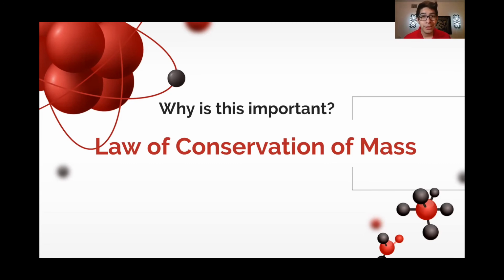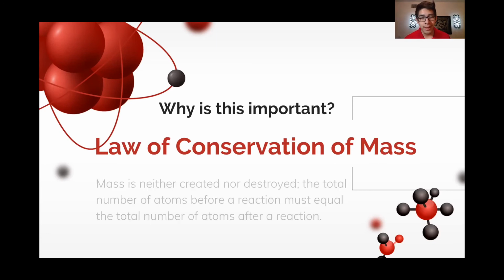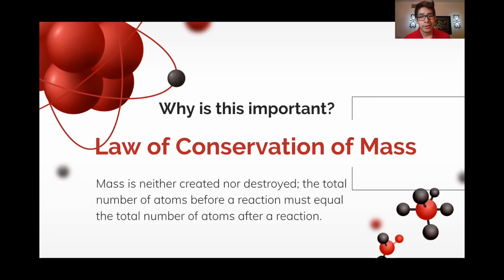So hopefully now that you've got something in mind, we can see that the law of conservation of mass states that mass is neither created nor destroyed. So with respect to our simulations from earlier and connecting that to balancing our equations, the total number of atoms before a reaction must equal the total number of atoms after a reaction, or in essence, our reactants have to equal our products. Because since mass is neither created nor destroyed, we can't have things just vanish into thin air.